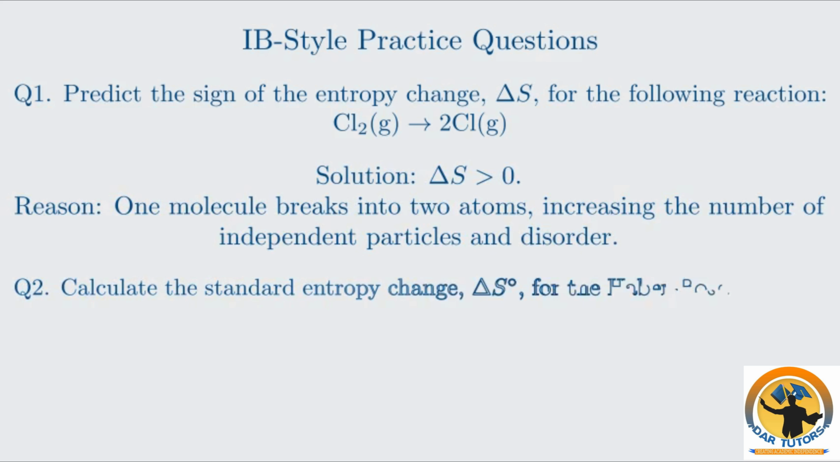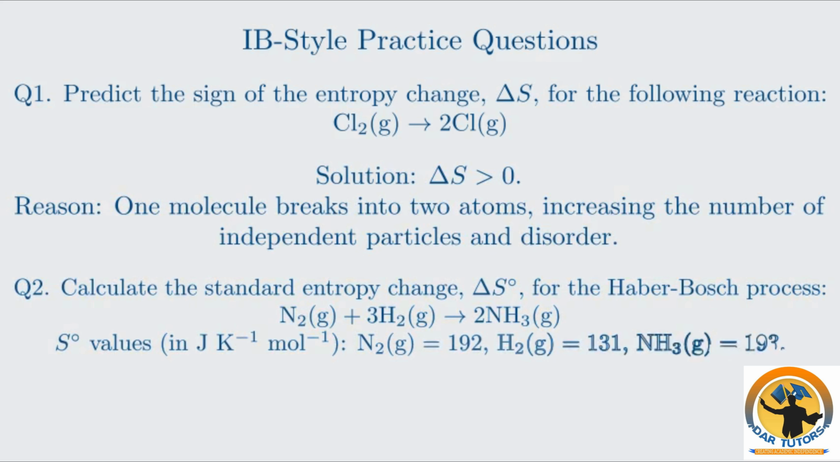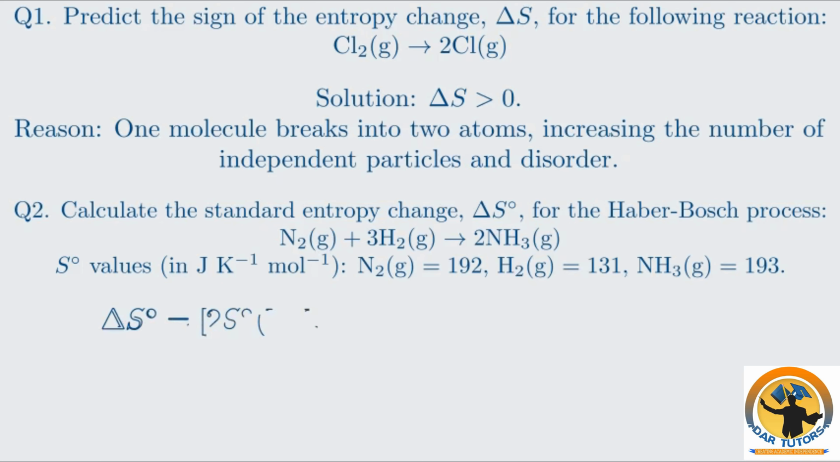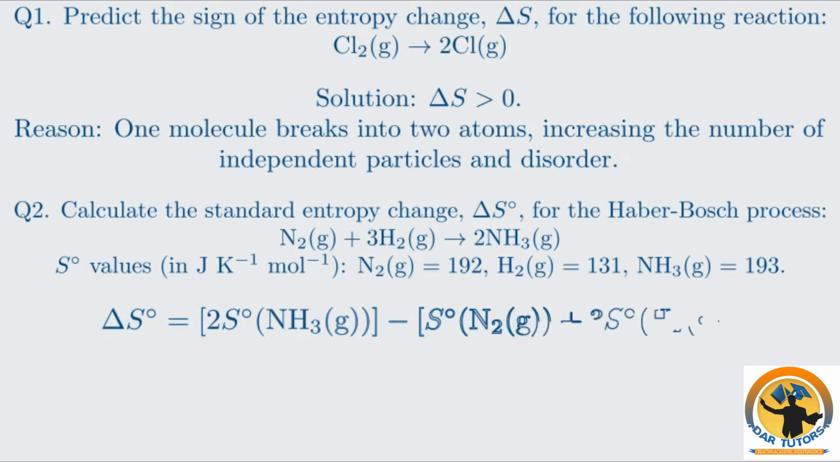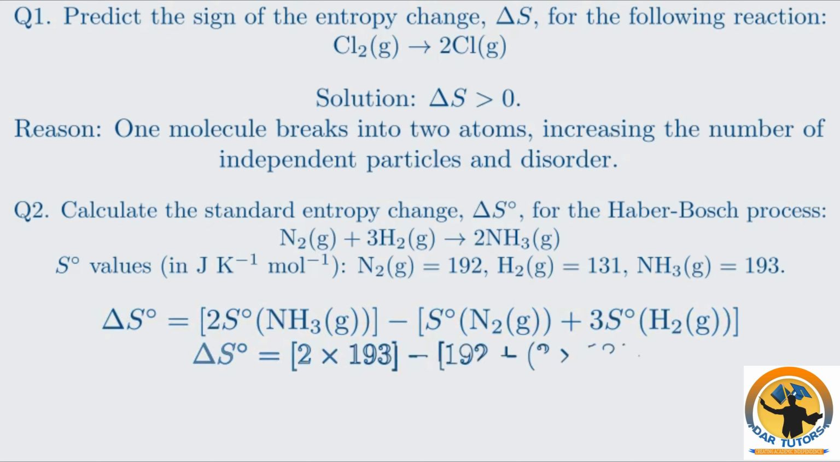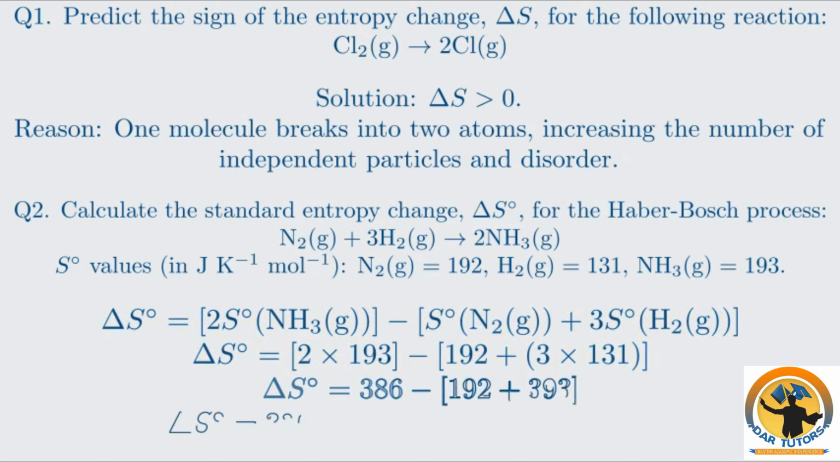Question 2 asks for the standard entropy change for the formation of ammonia. Let's work this through. The formula is the sum of product entropies minus the sum of reactant entropies. We have 2 moles of ammonia as product, so we use 2 times S° of ammonia. For the reactants, we have 1 mole of N2 and 3 moles of H2. Performing the calculation gives 386 minus 585, which is negative 199 J K⁻¹ mol⁻¹. This negative value reflects the decrease in gaseous moles from 4 down to 2.